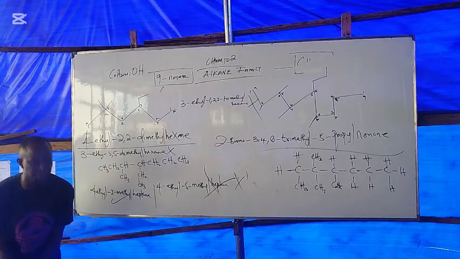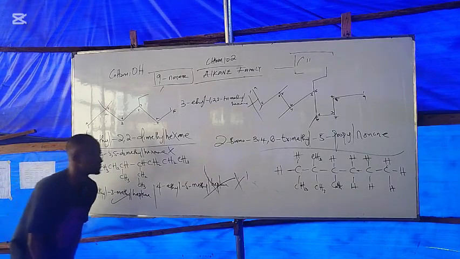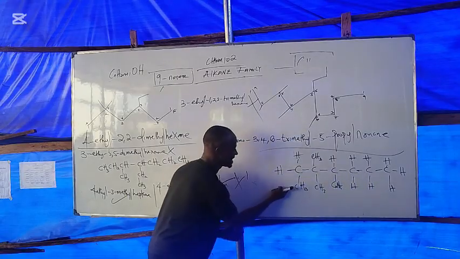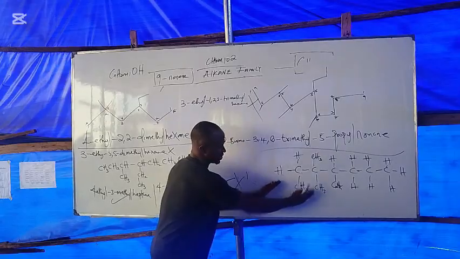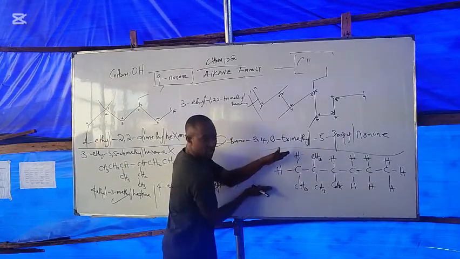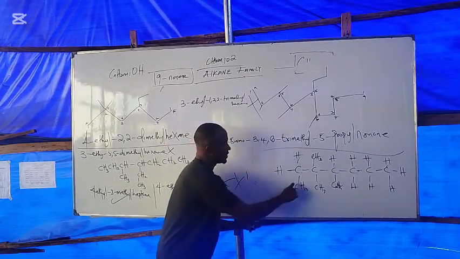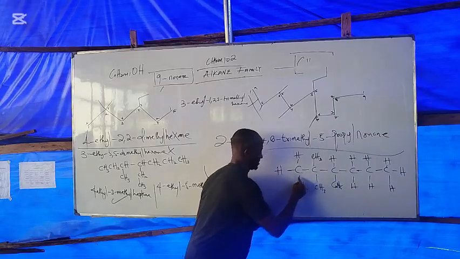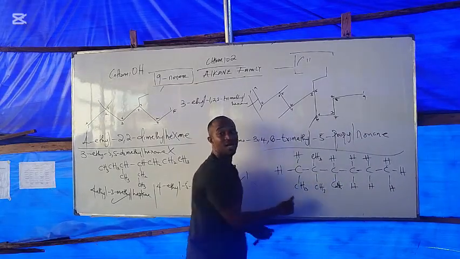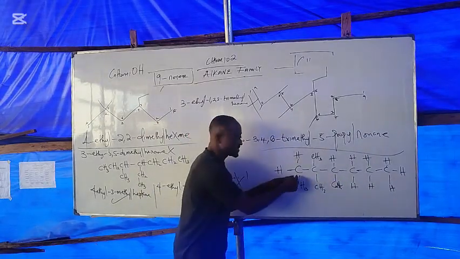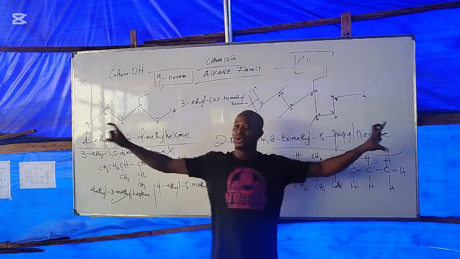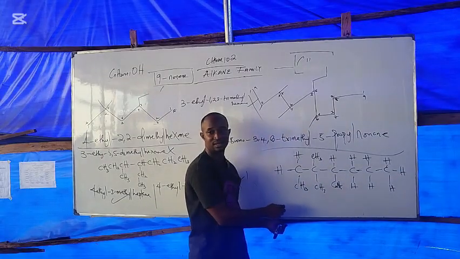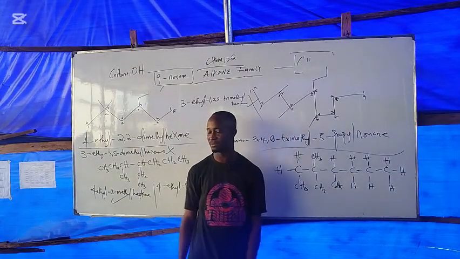What is the longest chain? From where to where? 1, 2, 3, 4, 5, 6, 7. By rotation, this is the longest. You are forgetting that you are counting the longest chain. 1, 2, 3, 4, 5, 6, 7. Whenever CH3 is at the last carbon, you don't take it as the longest chain, but as a substituent. Do you get the concept now?